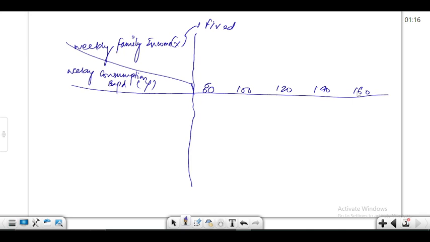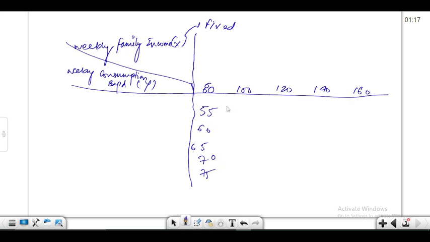We'll do a survey in the population, and in this case we are taking the entire population. Whatever families have a weekly family income of $80, we'll check what their weekly consumption is and we'll record that data. Suppose the data goes like this. We have a family with a weekly consumption expenditure of $55, then a family with 60, then 65, then 70, and then 75.